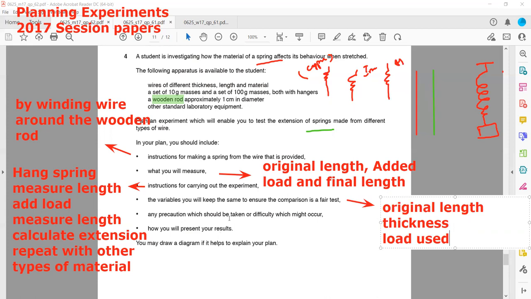Any precaution you should take or difficulty which might occur whenever we are doing the experiment in which we are measuring a length? There is always a parallax error when you are measuring the length of a spring, because the spring is continuously vibrating. So you should wait for some time before measuring the length, wait for the spring to settle down or stop vibrating, then you will measure the length.